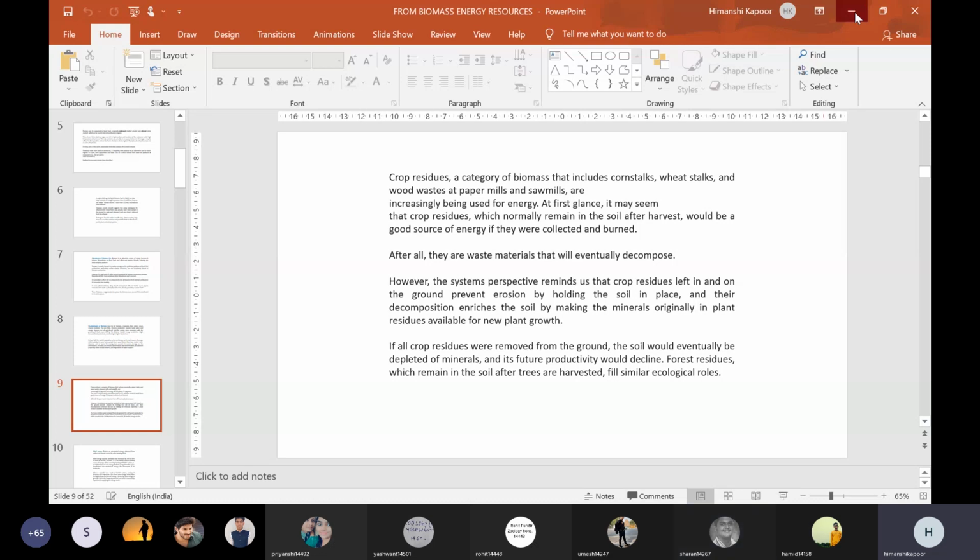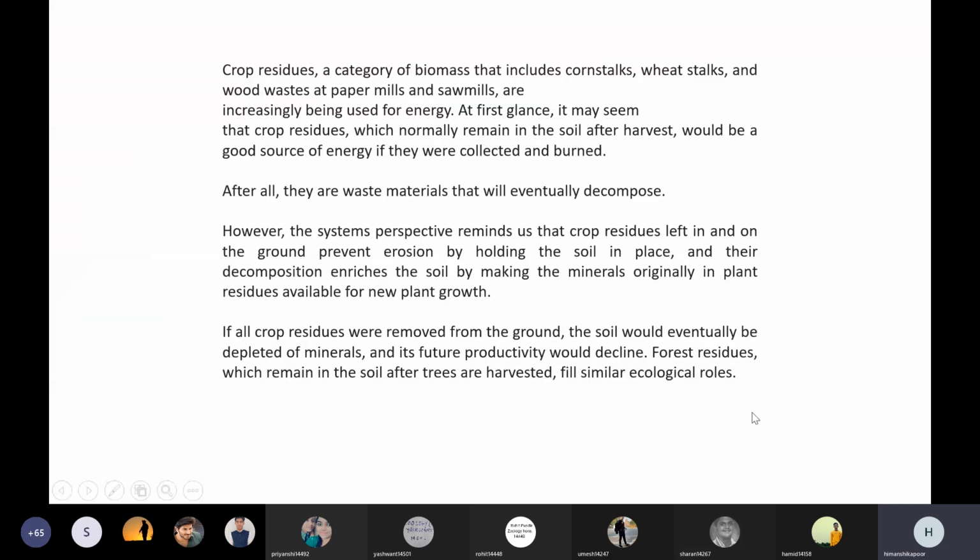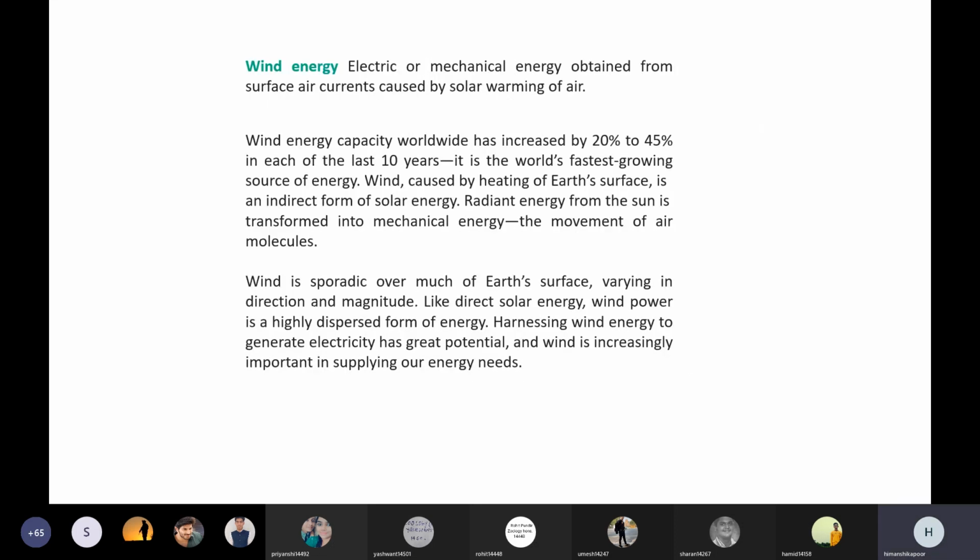Yes, ma'am. So if you can see, the topsoil layer is composed of litter from plants and animals. So if we use this litter as biomass resource, then we will not be able to replenish our topsoil, and in a way we are degrading the soil quality. So we are disrupting the natural soil formation process if we are over-exploiting the biomass resources. Okay, so this was biomass energy.